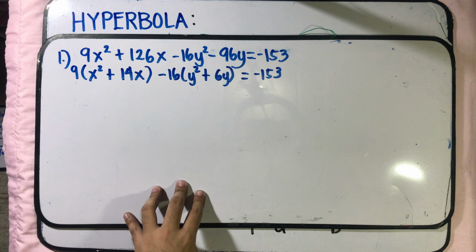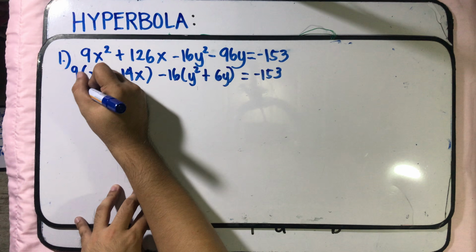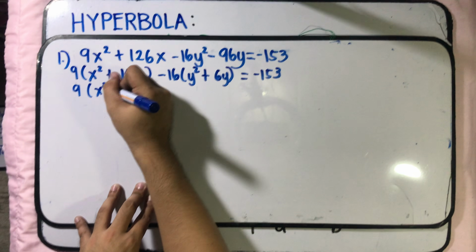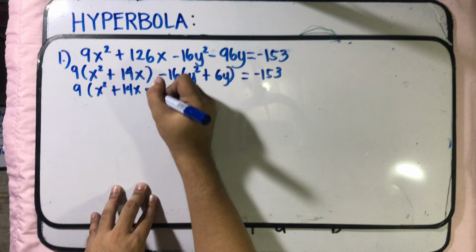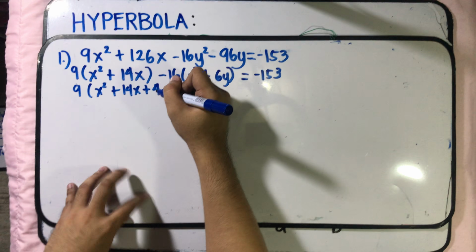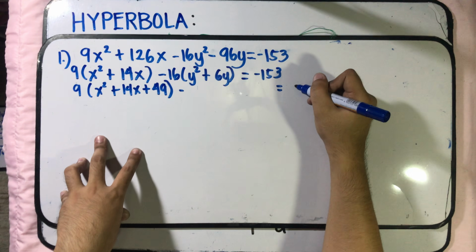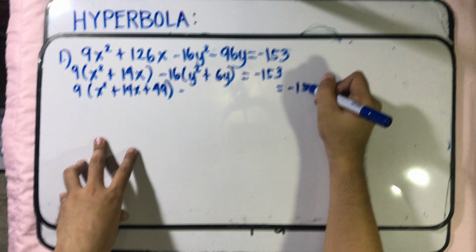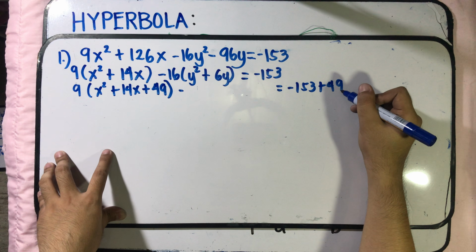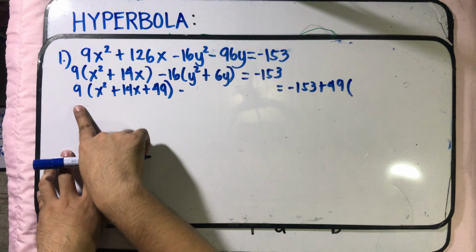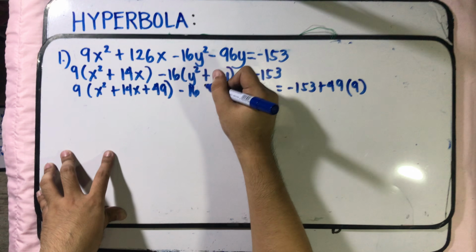So this is now the time that we will be completing the terms of x and y. So we'll be having 9 times x squared plus 14x. 14 divided by 2 is 7. 7 squared is 49. So this is plus 49. If this is equal to negative 153, therefore we will be adding plus 49. But do not forget that 49 should be multiplied to its factor, and the factor is 9.